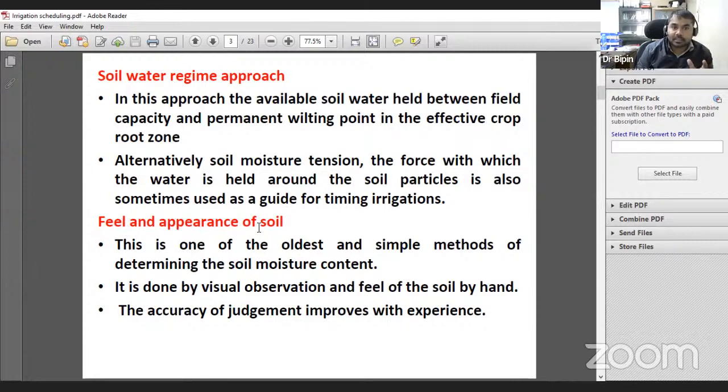And feel and appearance of the soil. This is one of the oldest and simplest methods of determining soil moisture content. Most of our ancestors, forefathers, were using this technique just by putting the soil from the field in their own hand, assessing by visual observation and just by feeling the soil in their hand. They used to say that now this is the time to irrigate.